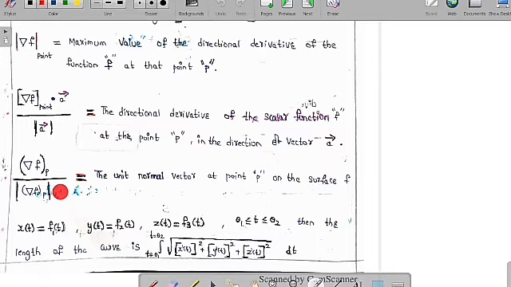Suppose you want only the unit vector of this gradient function, which is del f at that point divided by the magnitude of the vector del f, then we get the unit normal vector at point p on the surface f.